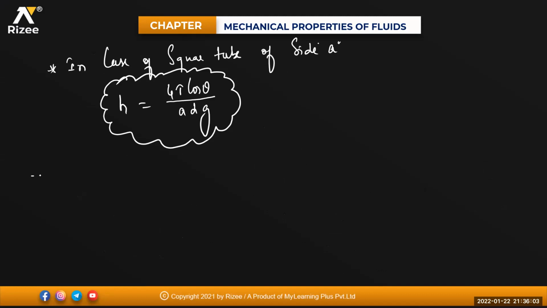Okay, sure. Next one, very important one, beta: capillary tube of insufficient length.